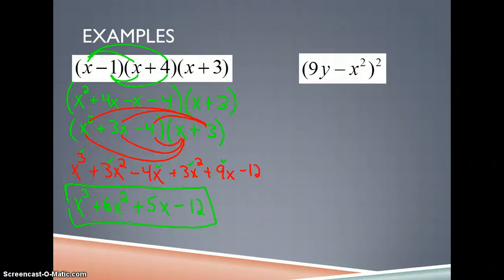Now, we'll move on to this next example, and we want to remember the quote-unquote multiplying by a binomial squared shortcut, where we square the first term, multiply the two terms together, double it, and then square the last term. Where this becomes a little bit different is, obviously this isn't just x minus a number. These are monomials that sometimes can trip us up, but remember, we're going to square the first one. 9 squared is 81. Y squared is y squared. So we have 81y squared.